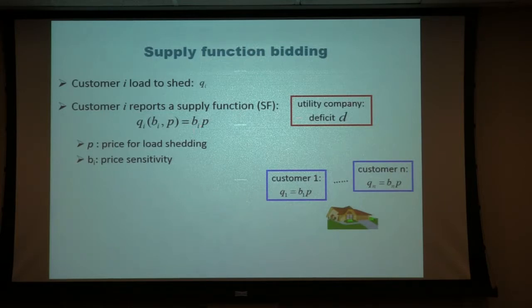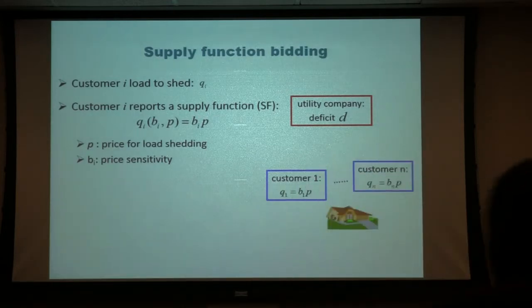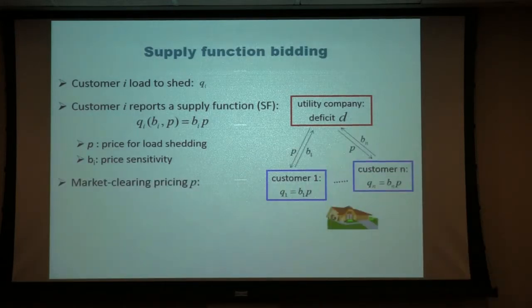The bid has some sensitivity to the price, because if the price is higher, I'm willing to reduce more, to be paid more money. That's the market rule I mentioned. Every person tells me their bid b_i, and I'm going to use this to set the price. Individuals give me the supply function, and because my goal is to clear the total deficit E, that tells me one way to set the price: the price is going to be E over the summation of b_i.